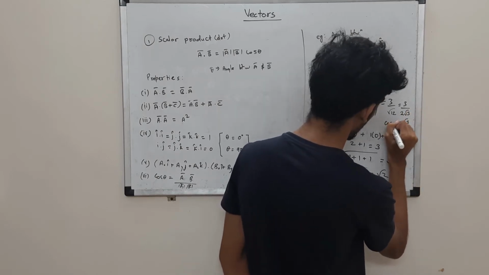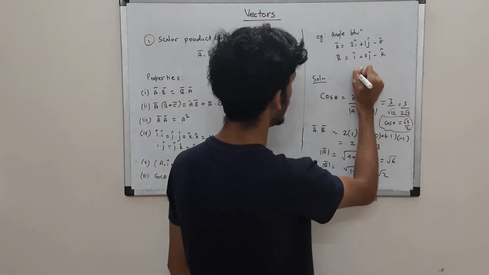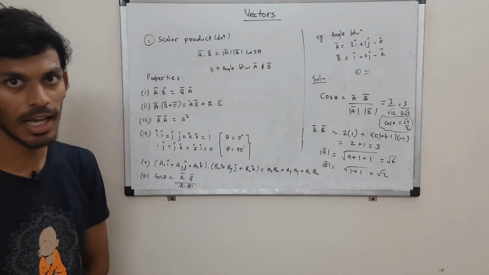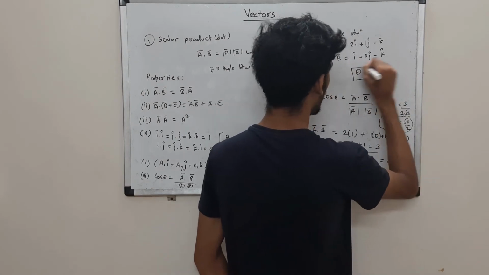Okay, so cos theta is root 3 by 2. So for which acute angle theta is cos root 3 by 2? Cos 30, I guess, right? So cos 30 is root 3 by 2. So from there you can make out theta.